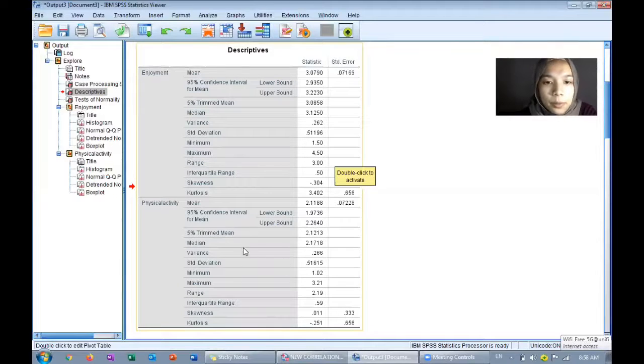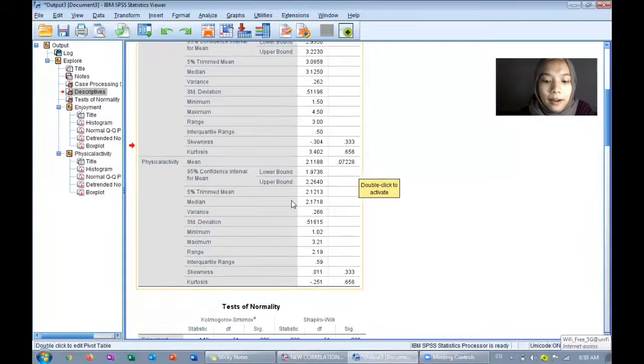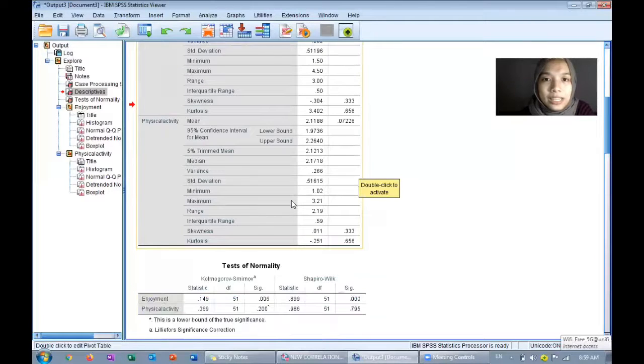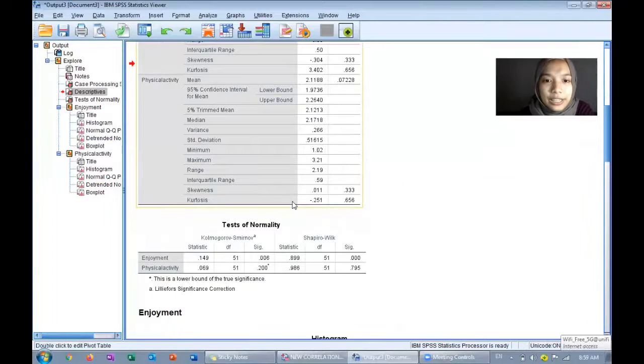So the enjoyment skewness is negative 0.304, which is normal. When the skewness is normal, we do not have to look at the kurtosis. So when the data is normally distributed, we use the parametric method, which is Pearson's correlation.